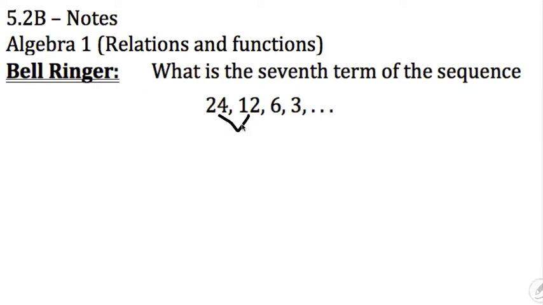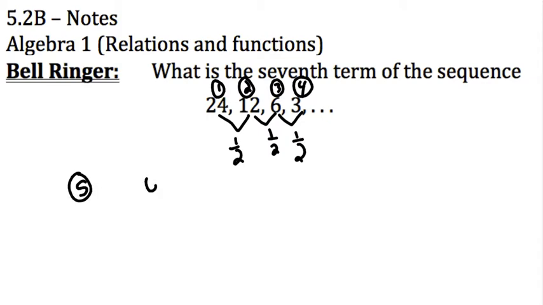So if we're looking for something that's the same, we're multiplying by 1/2. Okay, multiplying by 1/2 and multiplying by 1/2. So this gives us the terms 1, 2, 3, and 4. We are looking for the 7th term. All right, so the 5th term, and then we'll get the 6th term, and then we'll get our answer of the 7th term.